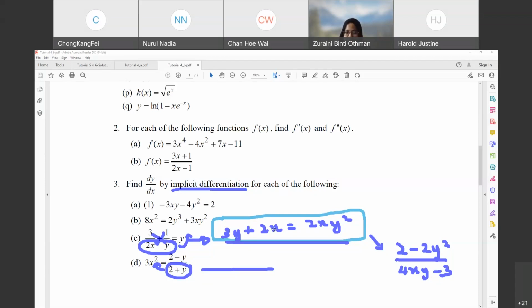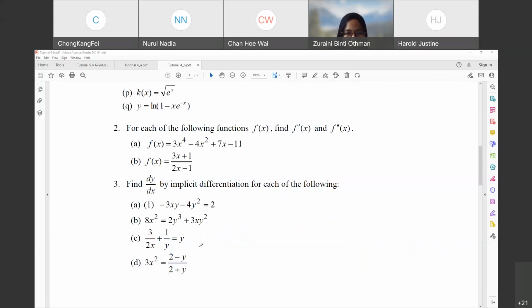Siapa ada masalah dengan implicit differentiation? Tiada masalah, sila buat implicit differentiation. Okay. If you stop, you want to ask me, you may ask me later. After this, lepas kelas ke besok ke lusa ke.